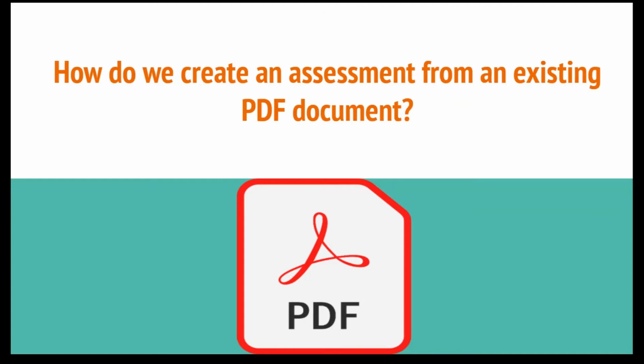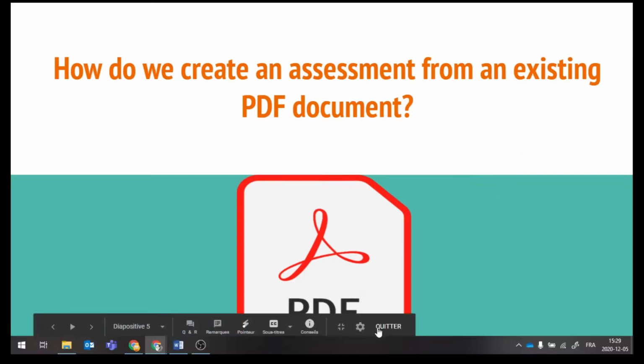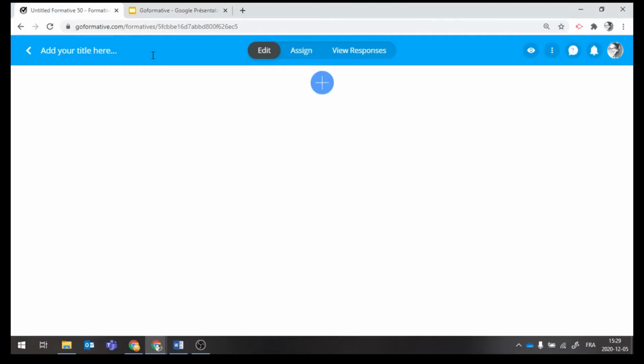So when you have created your account, you will be ready to create your first assessment, and you can try that from an existing PDF document, which is the easiest to do. Once your account is created, you will arrive at this visual of GoFormative. It's a pretty spare space and easy to navigate. Here you get the title of your assessment that you will be able to put in here. And you have an edit button, an assign button, and a view response button.